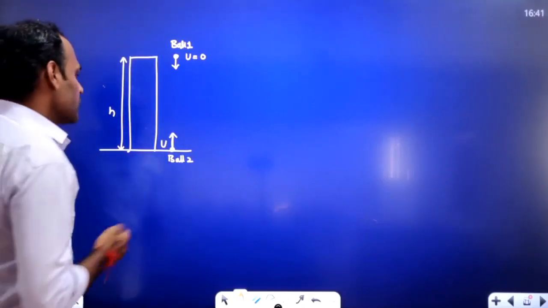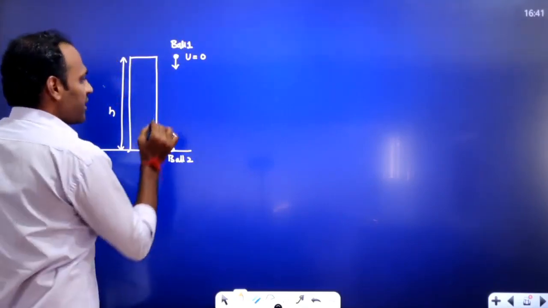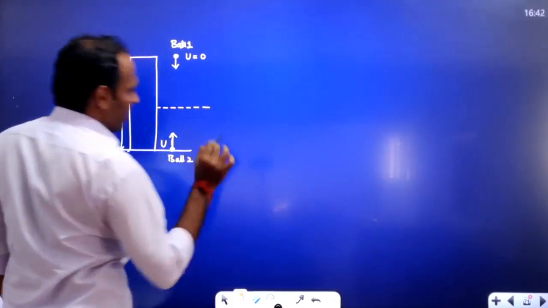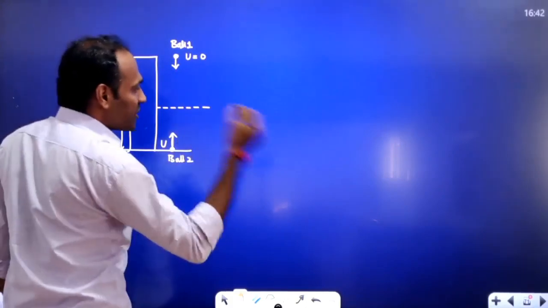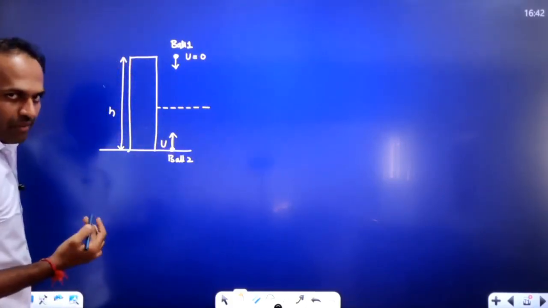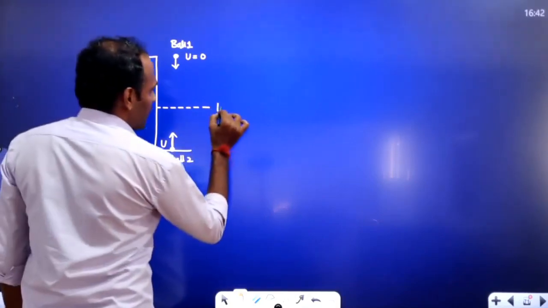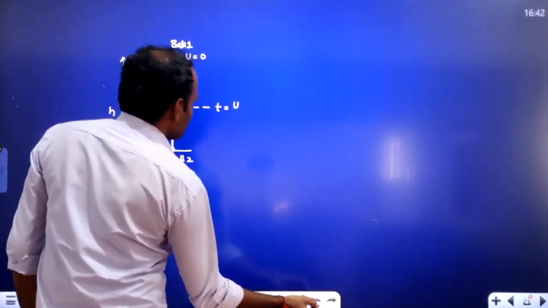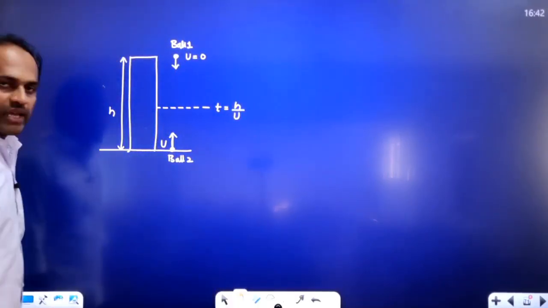Okay. So this will travel upwards, this will travel downwards. At a certain point, both balls will meet. Suppose the two balls came to this height and met. So they ask: after how much time will both the balls meet? The time after which they will meet is t is equal to h by u. At this time they will meet. t is equal to h by u.